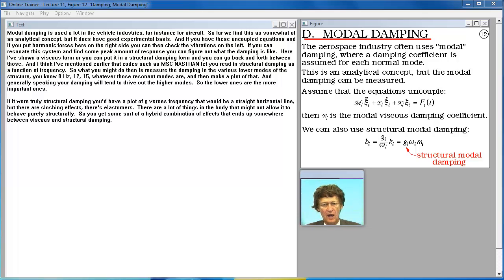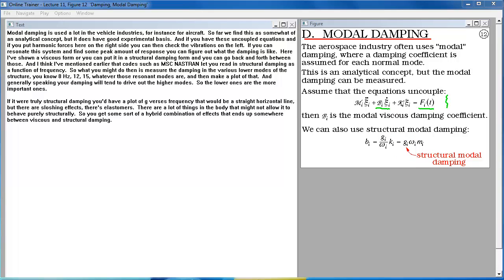Modal damping is used a lot in the vehicle industries, for instance for aircraft. So far we've defined this as somewhat of an analytical concept, but it does have good experimental basis. And if you have these uncoupled equations, and if you put harmonic forces here on the right side, you can then check the vibrations on the left. If you can resonate this system and find some peak amount of response, you can figure out what the damping is like. Here I've shown a viscous form, or you can put it in a structural damping form, and you can go back and forth between those.